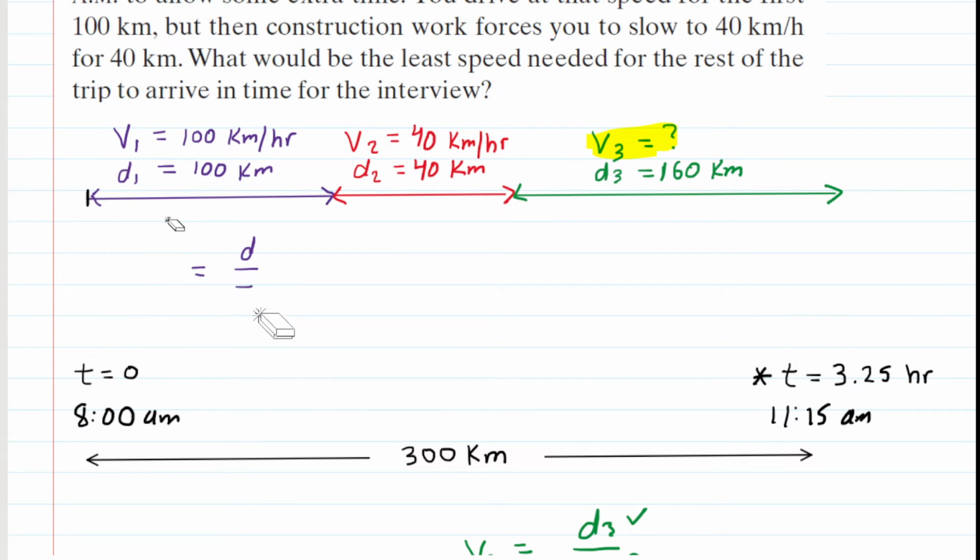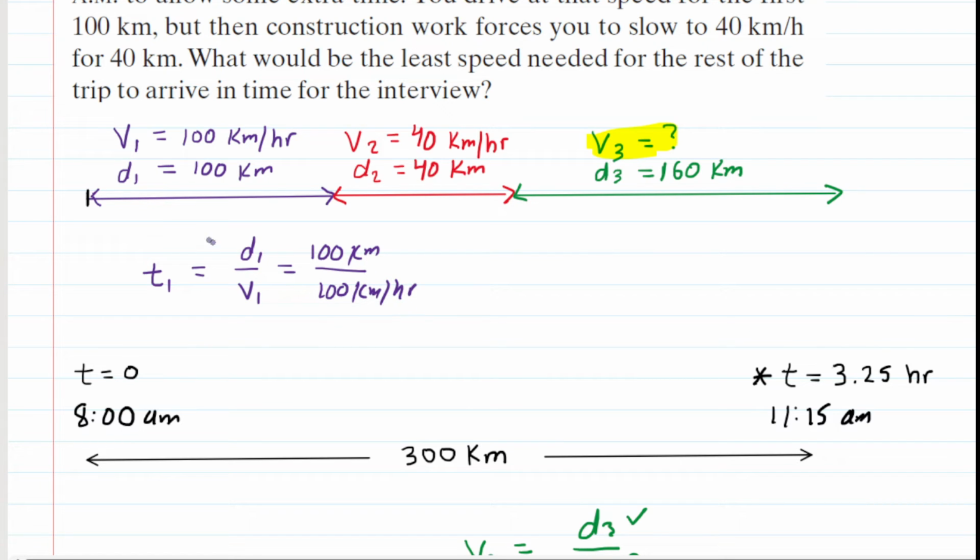So if we swap those two quantities, we would have that her time for the first part of her journey is equal to that distance divided by her speed. So now all we need to do is plug those values in. Now the values here are relatively straightforward. We have 100 kilometers divided by 100 kilometers per hour. So of course, if we divide those, we're going to get exactly 1 hour. So the time for part one of the journey is 1 hour.